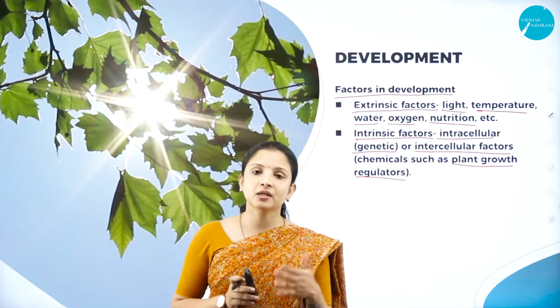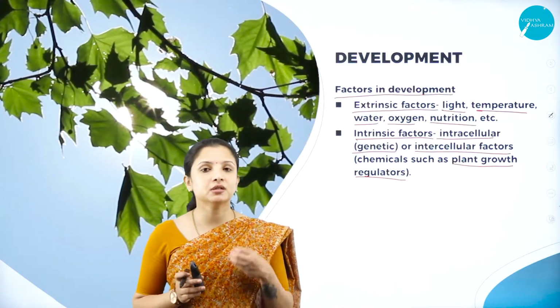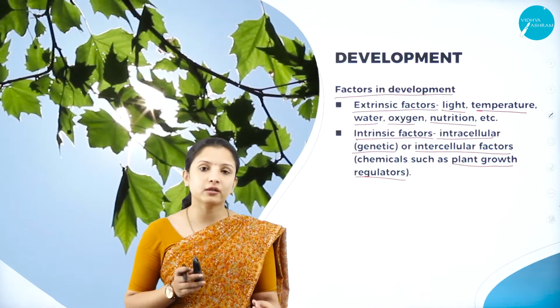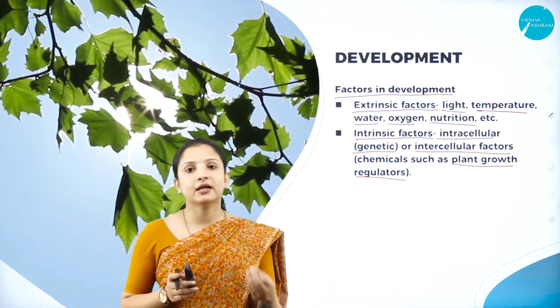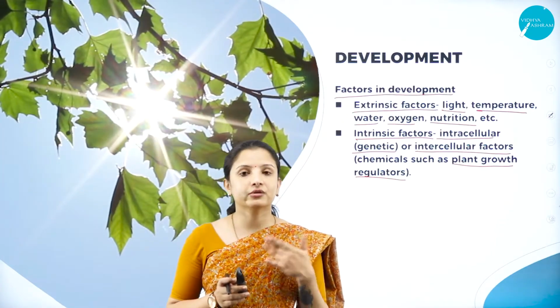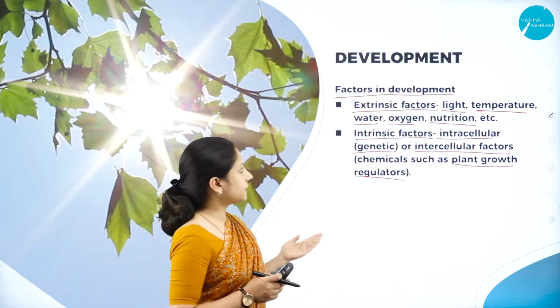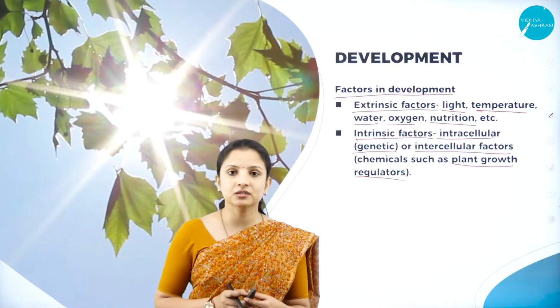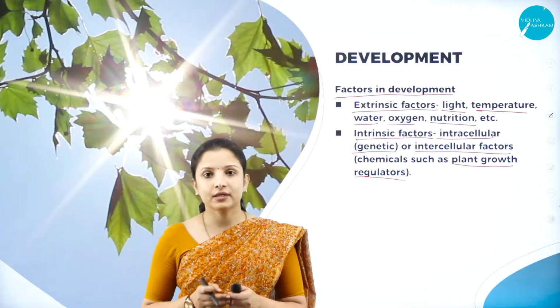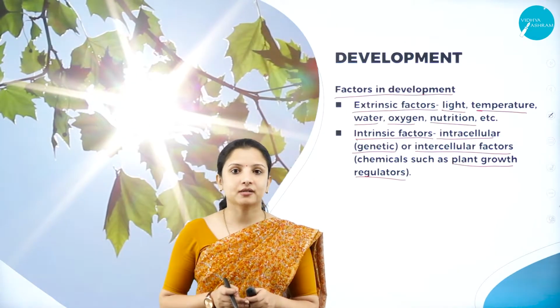Say for example, auxin helps in the formation of the root, or the root elongation. Then the cytokinin helps in the shoot elongation. So like this, they help in the overall growth of the plant. So these are the different extrinsic and intrinsic factors which help in the overall development of the plant.